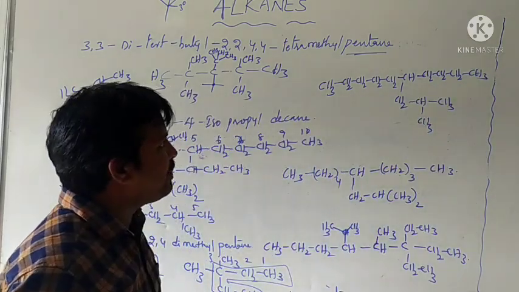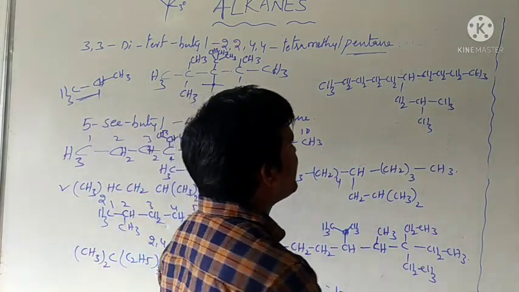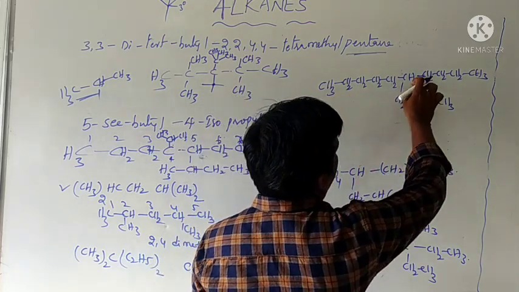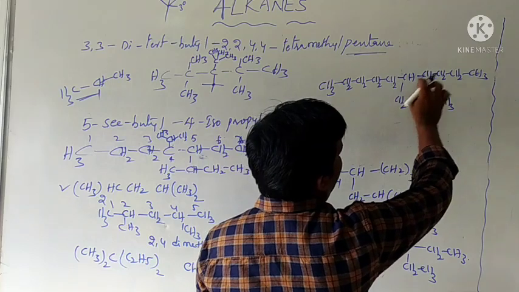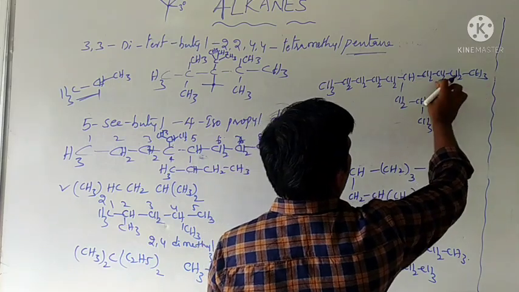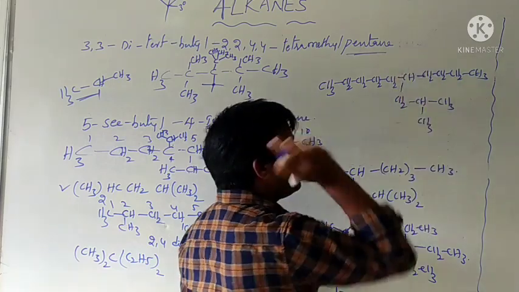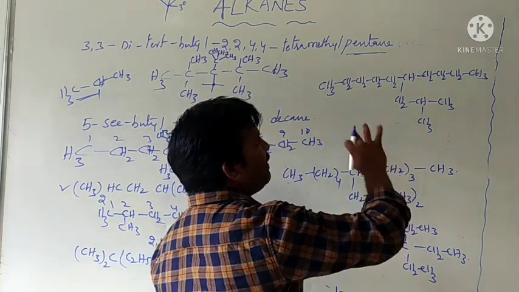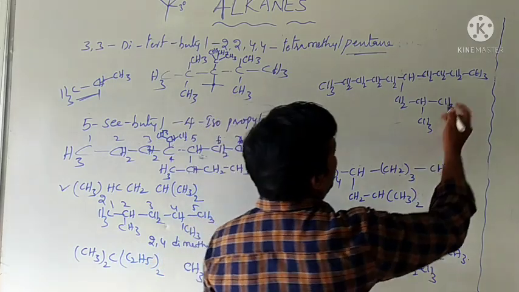Okay, numbering starts from right to left or left to right, which is correct? Therefore, left to right 1, 2, 3, 4, 5, 6. Okay, substituent present at 6. But right to left 1, 2, 3, 4, 5. Right to left the substituent present at 5th position. Therefore, 5th position is correct when compared with the 6th according to IUPAC nomenclature.